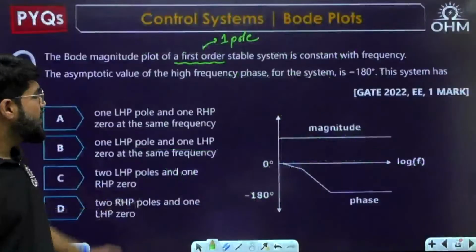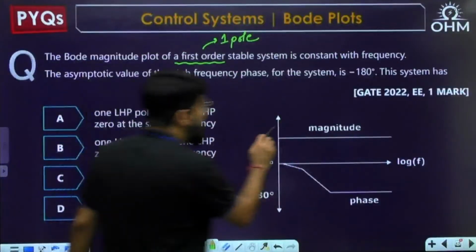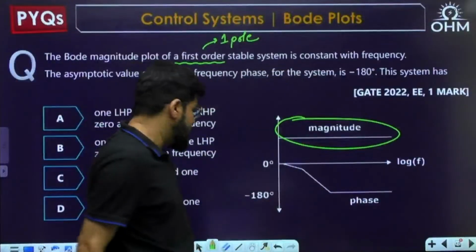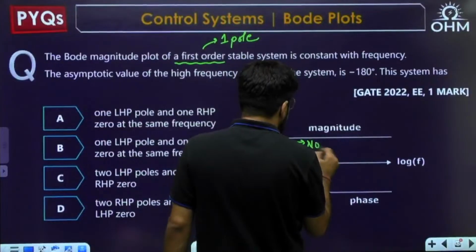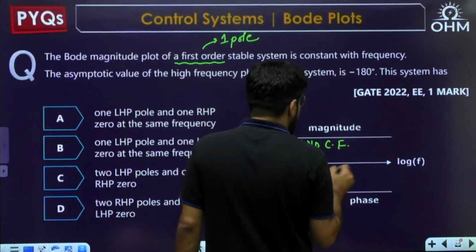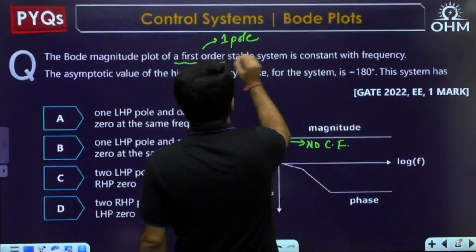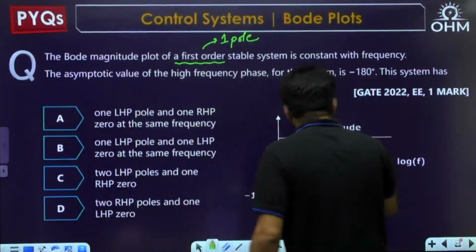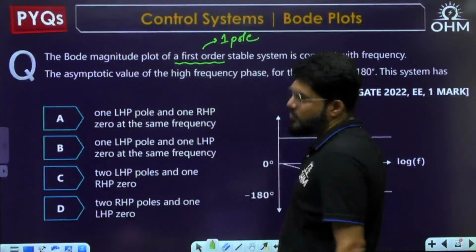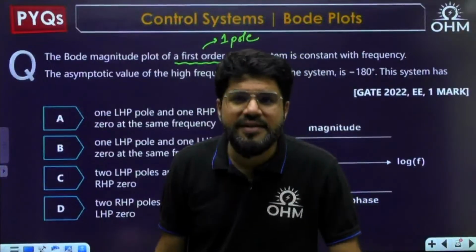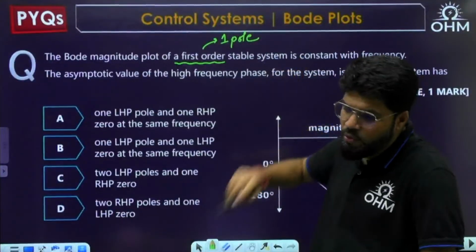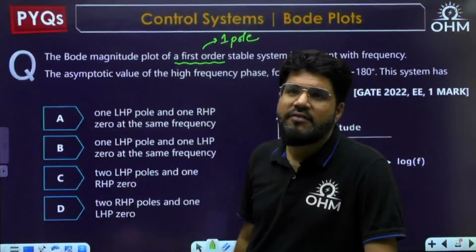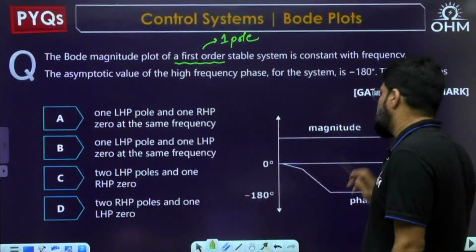Okay, moving ahead. Now look into this question. Again, the magnitude is constant, which means there is no corner frequency. But is it the case that there is no corner frequency? No, it cannot be, because clearly the question says that it is a first order system. That means having one pole. But there is no slope change.